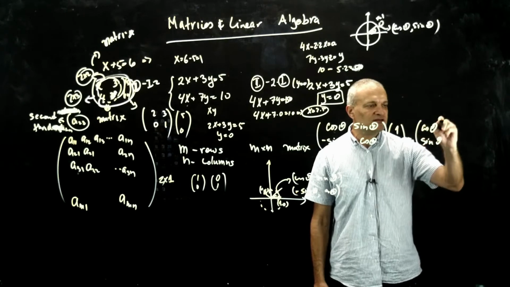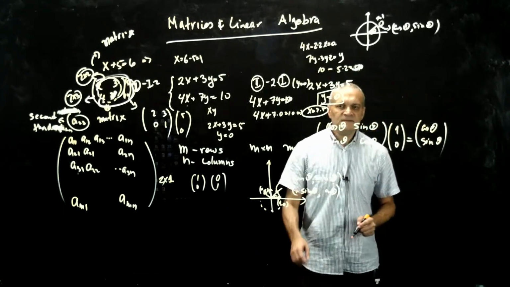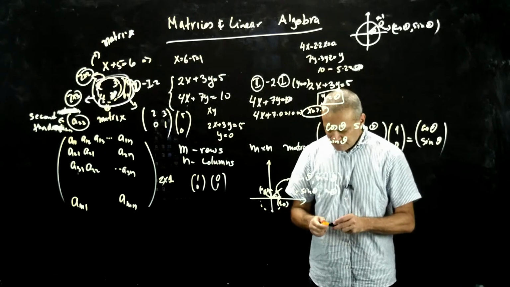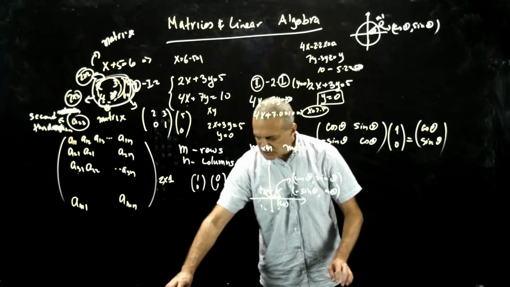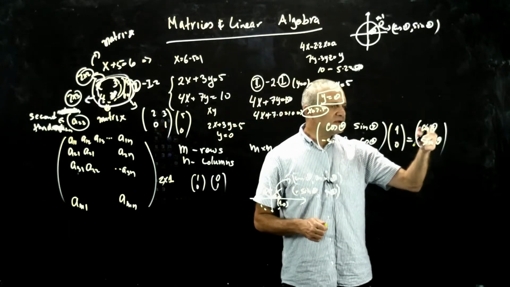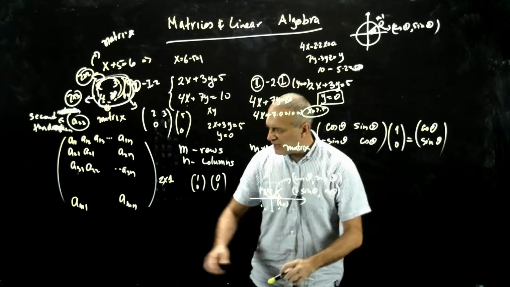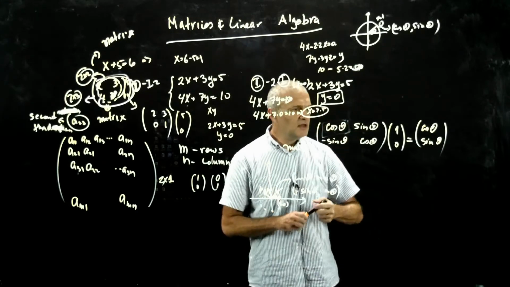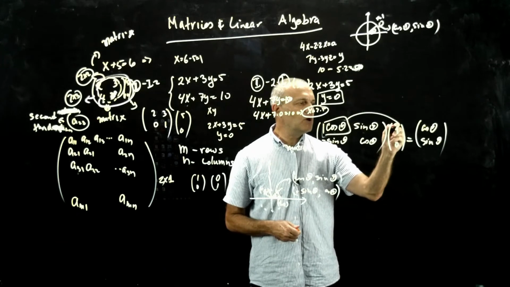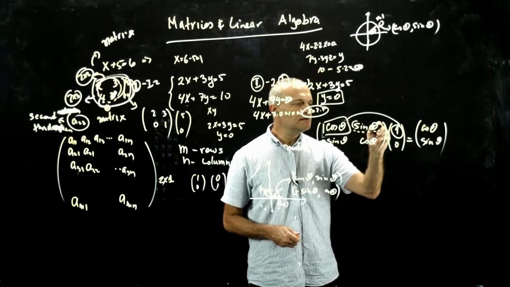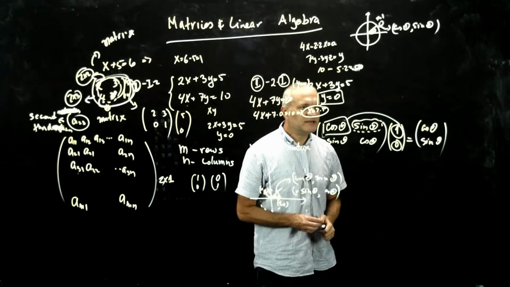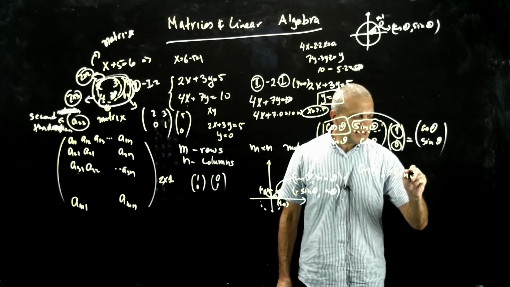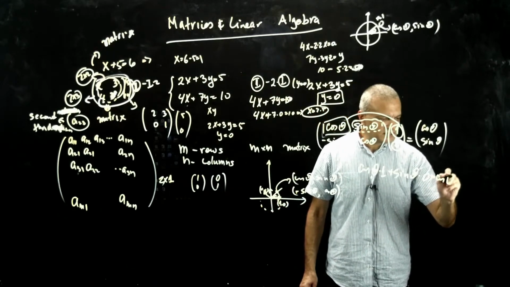Now, how can I actually get this without remembering it? That's a trick here. You multiply element by element. In order to get my cosine theta, sine theta, I take this entry, cosine theta, and multiply by 1, and here I take this entry and multiply by 0. So I get cosine theta times 1 plus sine theta times 0, which is cosine theta.